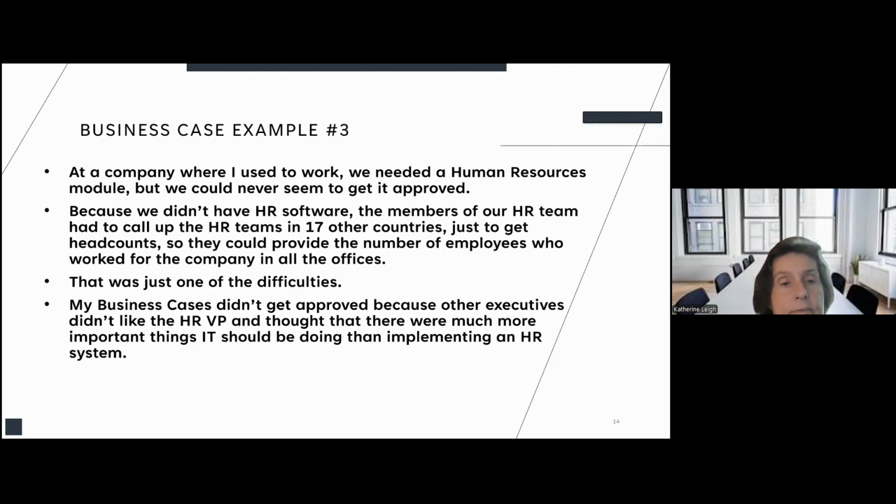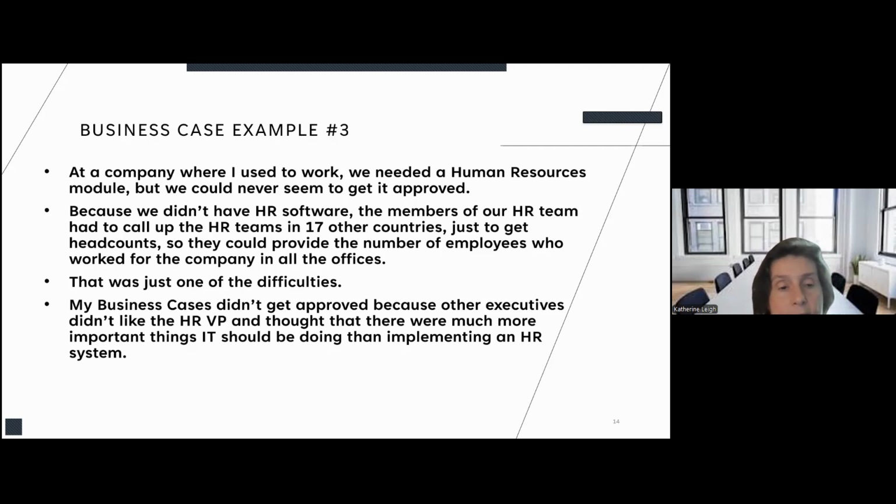Because we didn't have HR software, the members of our HR team had to call up the HR teams in 17 other countries just to get headcounts so they could provide the number of employees who worked for the company in all the offices. And that was just one of their difficulties. They were managing spreadsheets all the time.